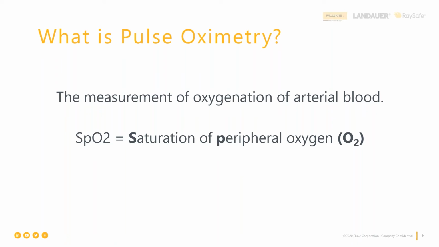The amount of saturation means how much of the arterial blood is carrying oxygen. So 100% saturation would mean that all of it is oxygenated. The pulse oximeter reads out in percentage of arterial blood that is oxygenated. So you're always seeing it as a percentage.